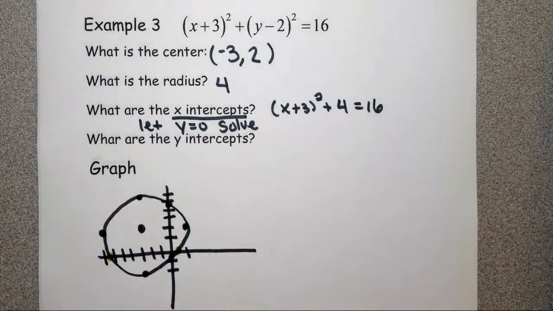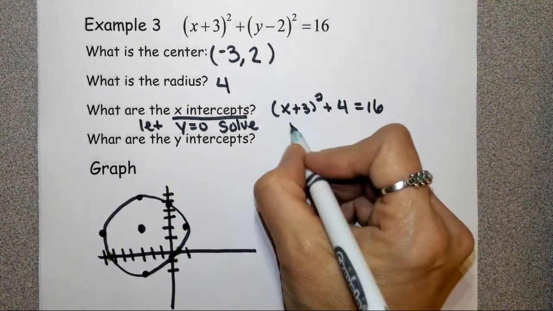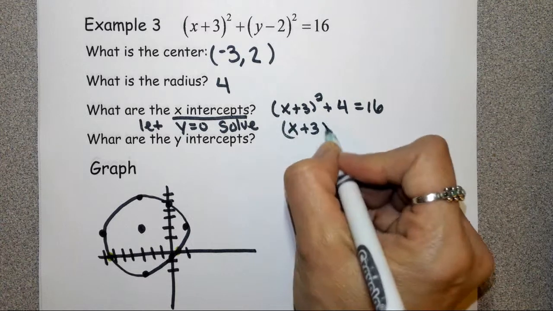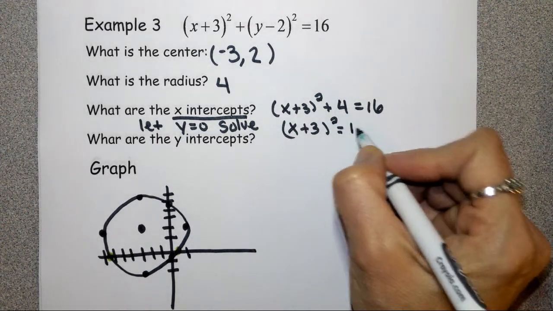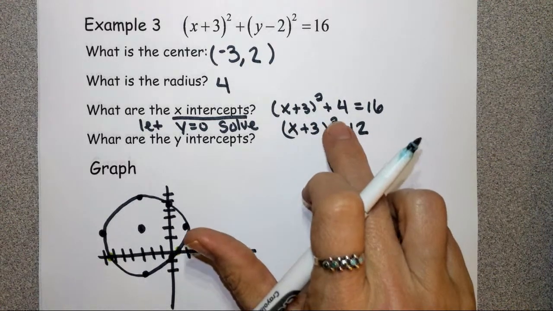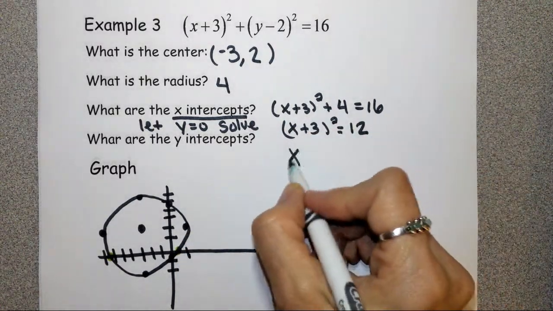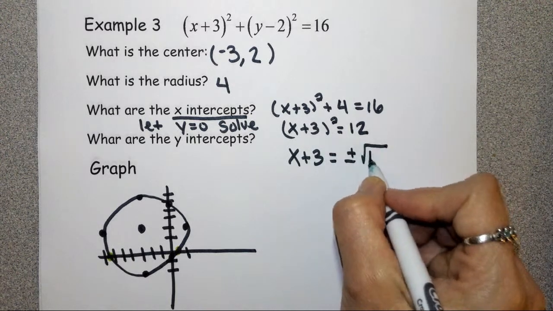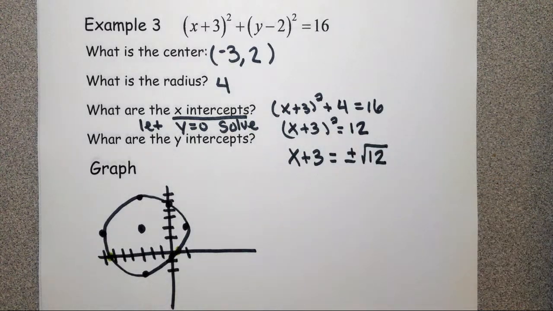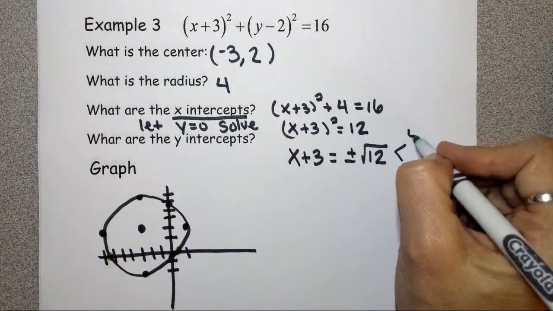And then I brought everything down, and I'm just going to solve. So I'm going to subtract 4. So x plus 3 squared equals, what's 16 take away 4? 12. How do I get that square to go away? Square root it. So x plus 3 equals plus or minus the square root of what? 12. Okay, can the square root of 12 be simplified?